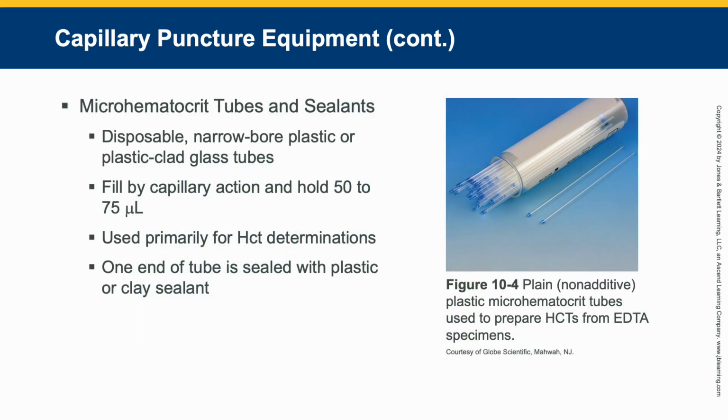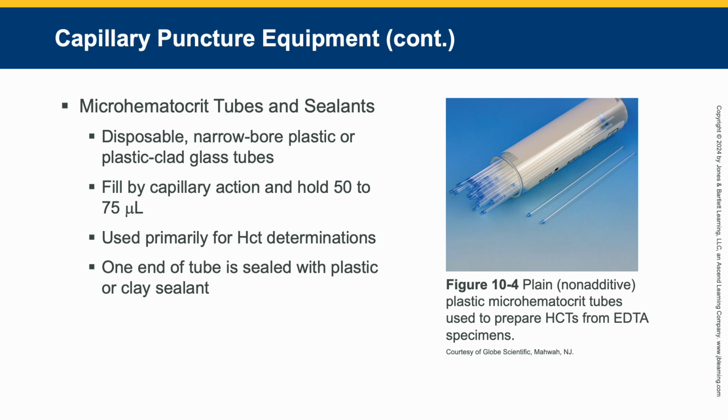Next, you have microhematocrit tubes and sealants. These are little disposable, narrow tubes. They can be all plastic, or glass coated with plastic. After you do the capillary stick using the lancet, you can fill this by capillary action, and it will hold anywhere from 50 to 75 microliters of blood.